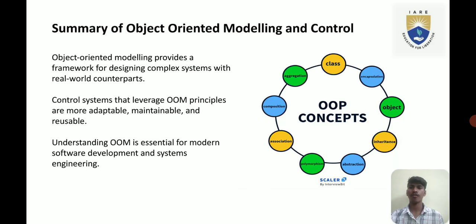Then, summary of object-oriented modeling and control. Object-oriented modeling provides a framework for designing complex systems with real-world counterparts. Control systems that leverage object-oriented modeling principles are more adaptable, maintainable, and reusable. Understanding object-oriented modeling is essential for modern software development and systems engineering.